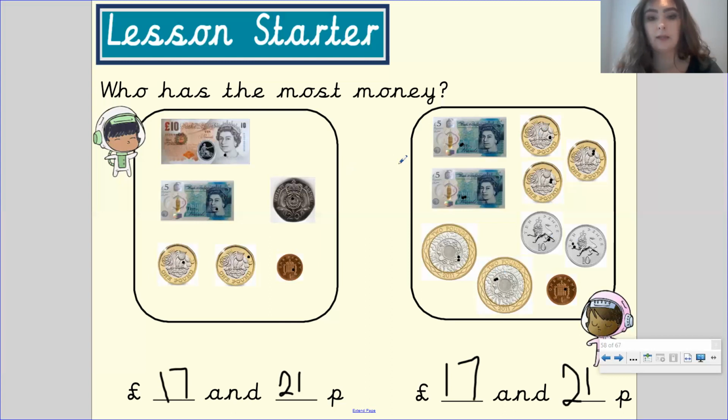So then if we had to put a sign here, more than, less than, or equal to, what would we put? Pause the video to have a think. Well done if you got the equal sign. They've both got £17 and 21 pence. They've got the same amount, so it is equal. Well done if you got that.